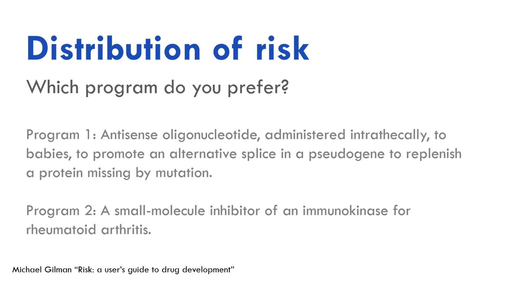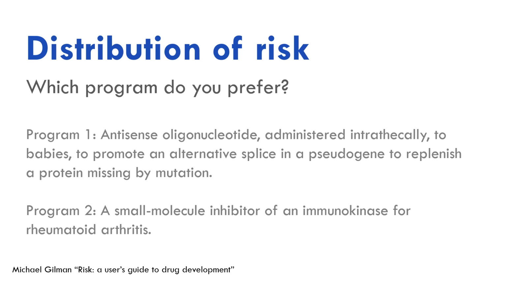Program 1 is an antisense oligonucleotide administered intrathecally to babies to promote an alternative splice in a pseudogene to replenish a protein missing by mutation. Basically, there's a genetic disease that affects babies where they don't have an essential protein, and you're delivering oligonucleotide therapy to essentially replace that protein. Second program, a small molecule inhibitor of an aminokinase for rheumatoid arthritis.